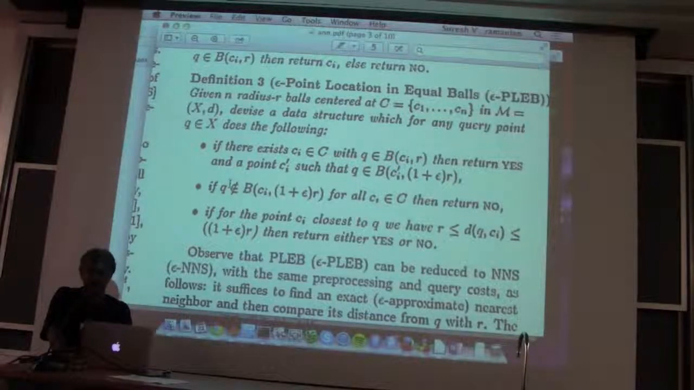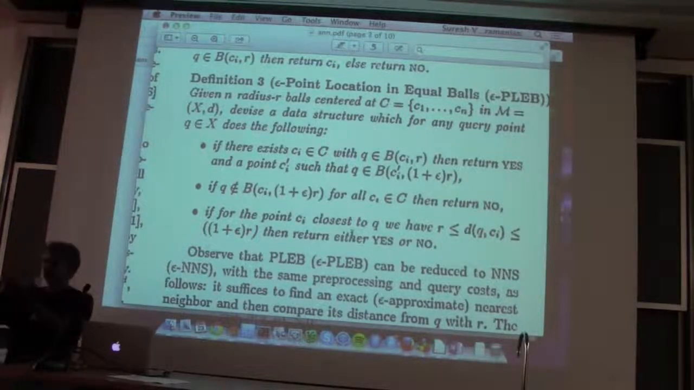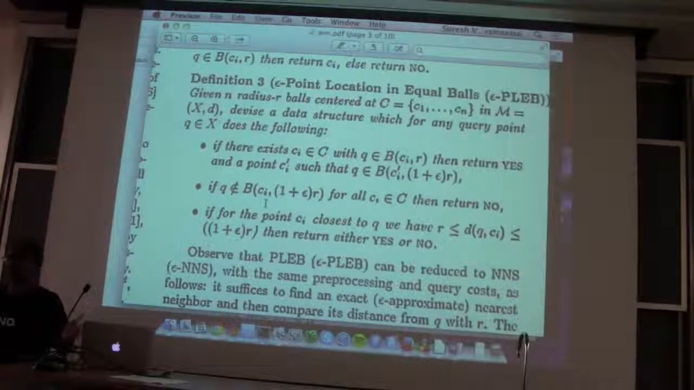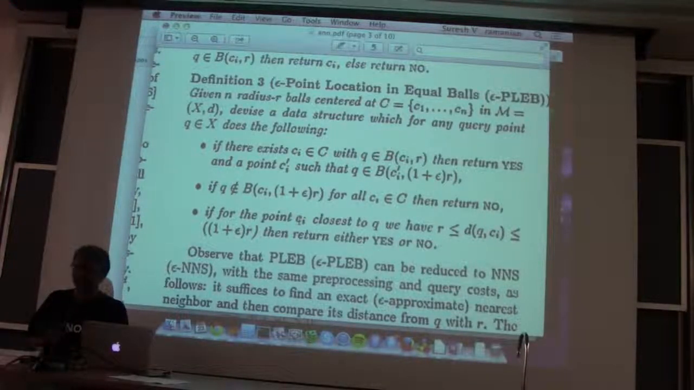And if Q is not in any of the balls, then you say no, it's not any of them. And if the point is somewhere in between, if r is between these two values, then you don't know. So there's only three cases here. Either you're in the ball, in which case return something close by, or you're significantly outside every ball, in which case return no. And there's some region maybe in the middle where you don't know. So this is a kind of relaxed version of the problem. It's not a yes or no, it's yes for sure, no for sure, and nah.